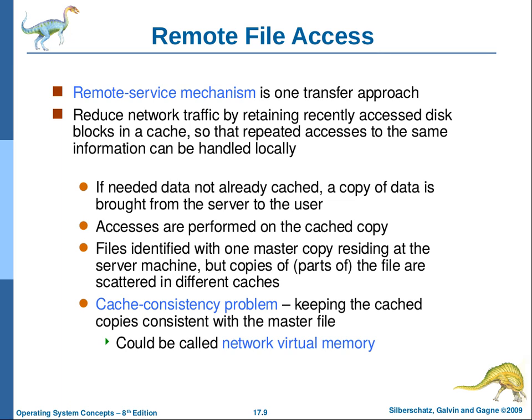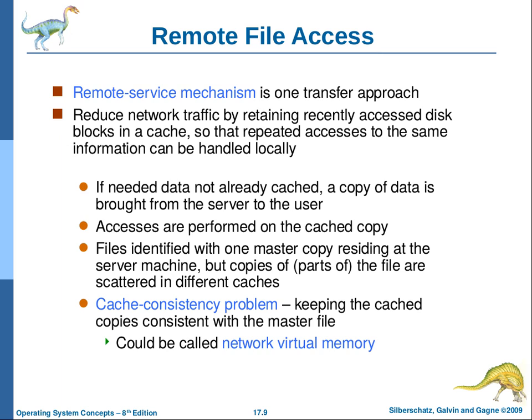All right, so remote file access. Before we start talking about your error that you pointed out, that's definitely an issue, 100%. What do we have here? Remote service mechanism is one transfer approach, so you do it by retaining recently accessed disk blocks in a cache, so that repeated access to the same information is handled locally. Before we start talking about your consistency issue, we're going to talk about caching, because there's, hopefully you can see, a huge performance issue if every time you need to access a file you need to go on the network. Well, if you can store it locally, then maybe you can just make your changes locally and then eventually write them back out.